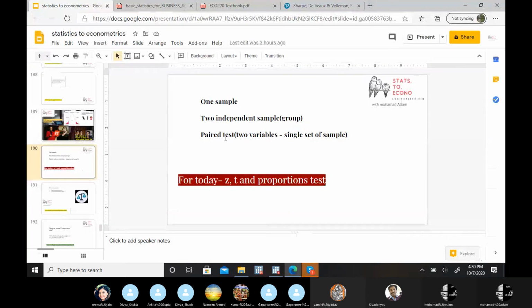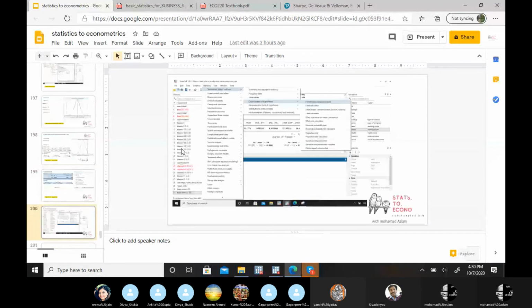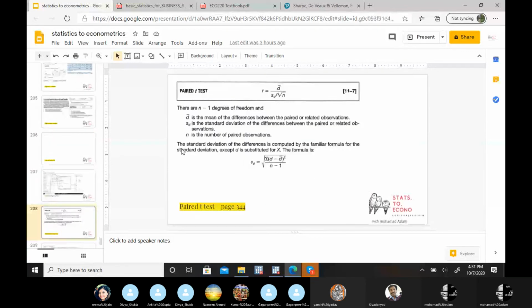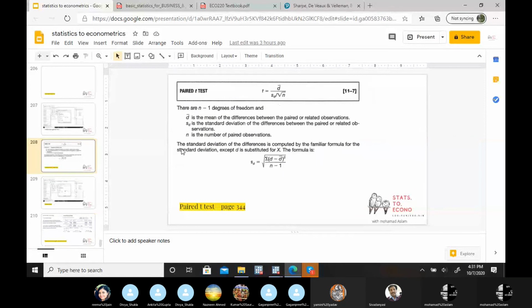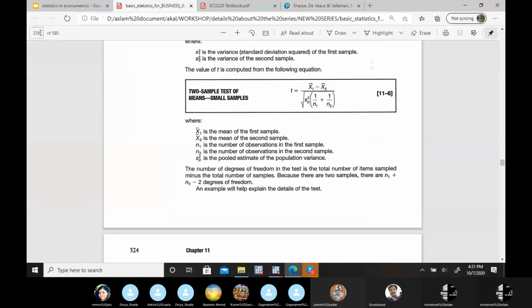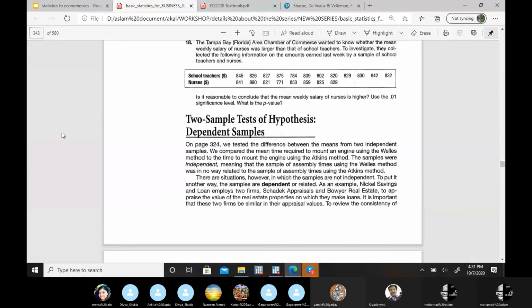This third case is the pair test. In the pair test, I'll show you first one example from the textbook, page 344. Okay, so this is the case of dependent samples. Earlier we tested the difference between the means from two independent samples. Now we compare the mean time required to mount an engine using the Wellness method to the time to mount the engine using the Atkins method, but for the same sample.